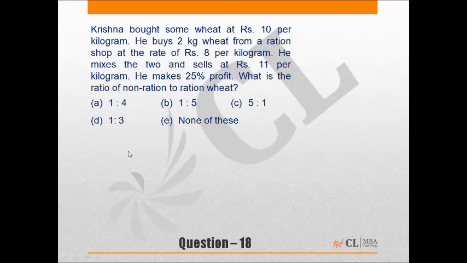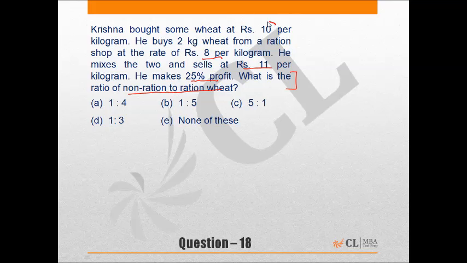Krishna bought some wheat at rupees 10 per kg. He buys 2 kg wheat from ration shop at the rate of 8 per kg. He mixes the two and sells at 11 per kg and makes a 25% profit. What is the ratio of non-ration wheat to ration wheat? In this question, we are being asked to calculate the ratio of quantities. What is the ratio of non-ration to ration wheat? So the ratio of quantities is being asked from us, so we should be using alligation.